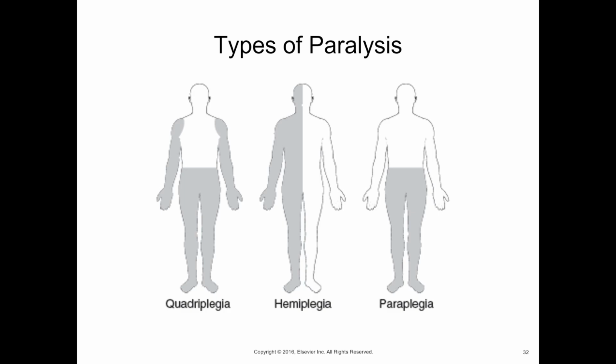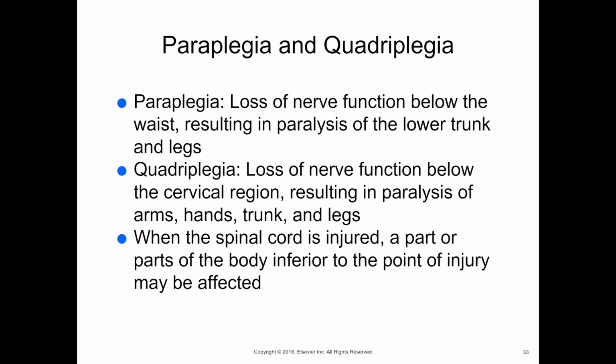So, types of paralysis. What you see here, quadriplegia means no extremity movement. Hemiplegia is when one side of the body is completely paralyzed, and paraplegia is the lower half of the body being completely paralyzed. With paraplegia, again, you're also going to have a loss of sensory function. Paraplegia is normally associated with injury to the spinal cord.